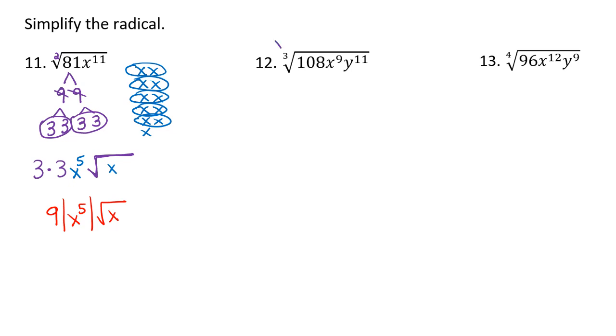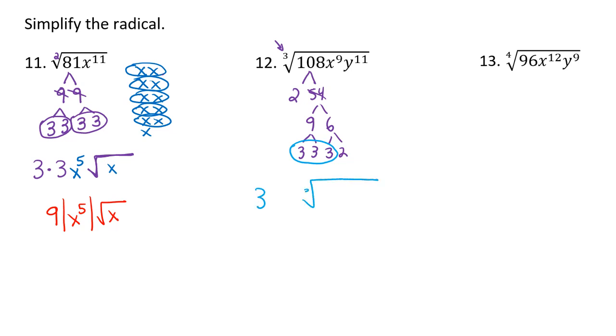Okay, now our index is a 3. So I'm looking for 3 of the same number. So taking 108, that is 2 times 54. 54 is 9 times 6. 9 is 3 and 3. 6 is 3 and 2. Once again, we're looking for 3 of the same number, and we only have one set that is 3 of the same number, and that's 3 3's. So I'm going to write a 3 outside the radical.